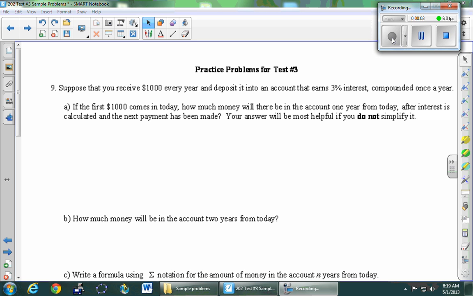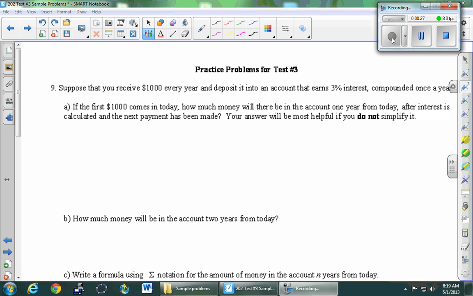This is problem number 9 on the practice problems for test number 3. Suppose that you receive $1,000 every year and deposit it into an account that earns 3% interest compounded once a year. A, if the first $1,000 comes in today, how much money will there be in the account 1 year from today after interest is calculated and the next payment has been made? Your answer will be most helpful if you do not simplify it.